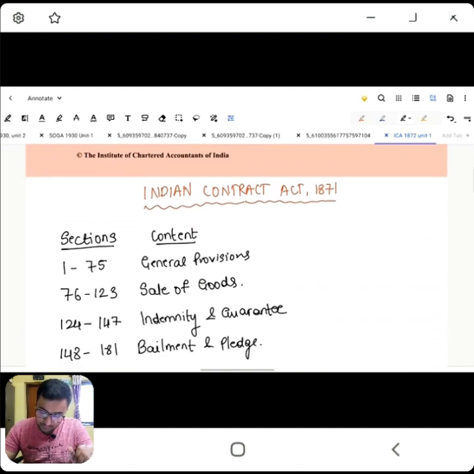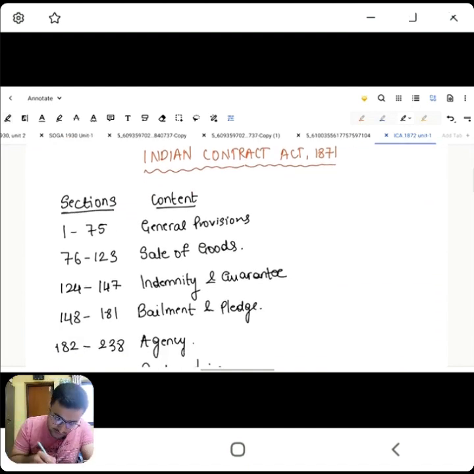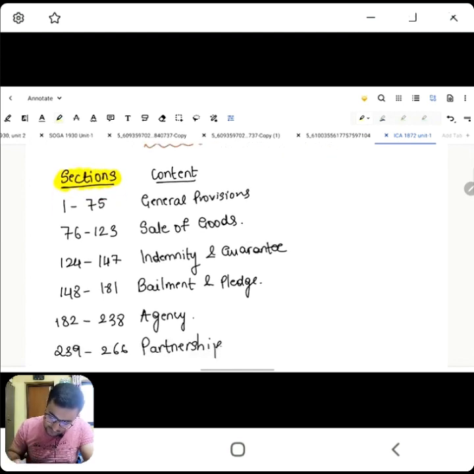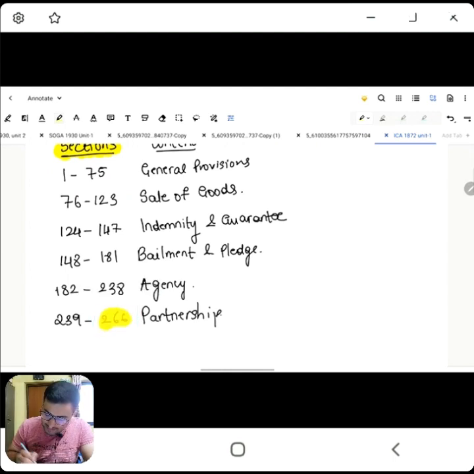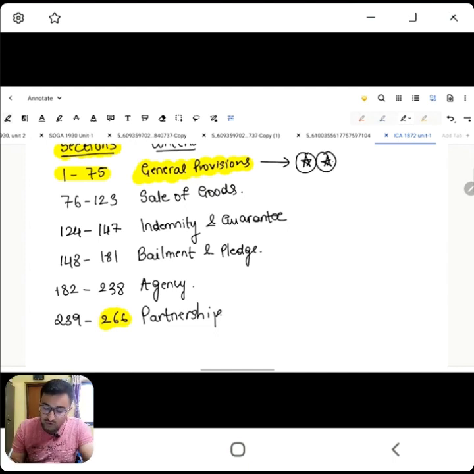Now, before we move ahead, just to give you a small overview of the Indian Contract Act, we have 266 sections in the Indian Contract Act. The range from 101 to 175 deals with the general provisions of the contracts. Okay, now this general provisions is what we are going to study almost in the entire Indian Contract Act. Also, to tell you, okay, I'll take that up later.